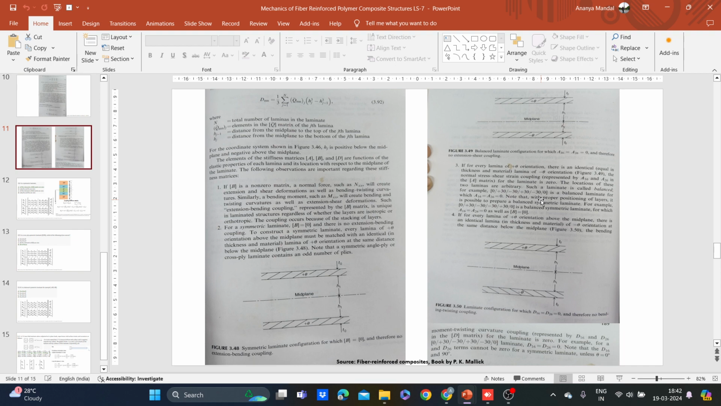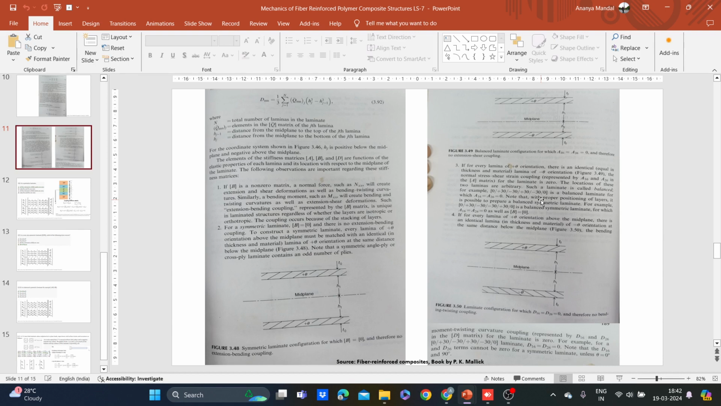And D16 and D26 can be zero. You have to check again the position of the plus and minus. If at the same position there is a plus, and below the midplane there is a minus of that angle, then D16 and D26 will also be zero. So a balanced one can also have D16 and D26 equal to 0, depending on the position of those angled laminas. Because for balanced, they only talk about there being a plus and minus. They are not talking about the position.